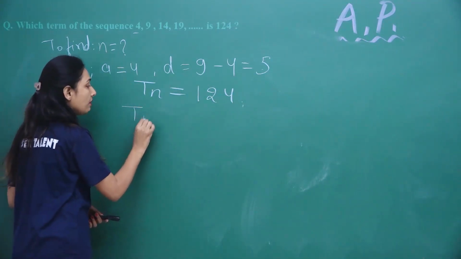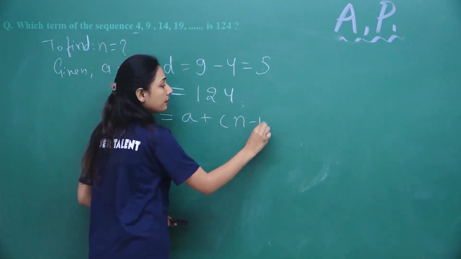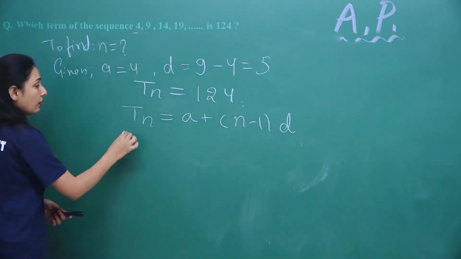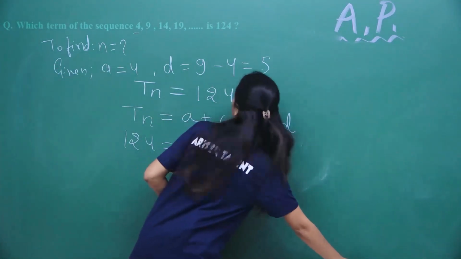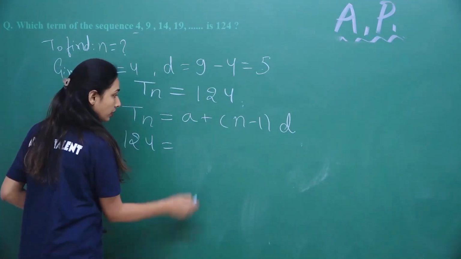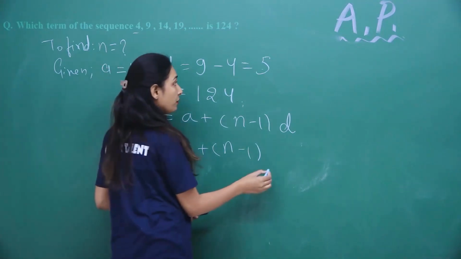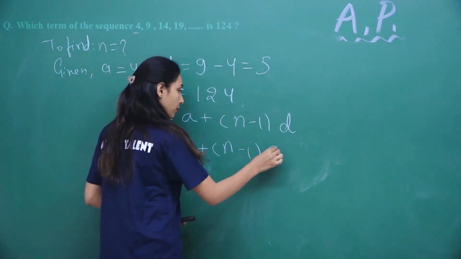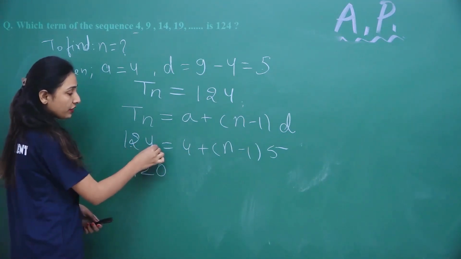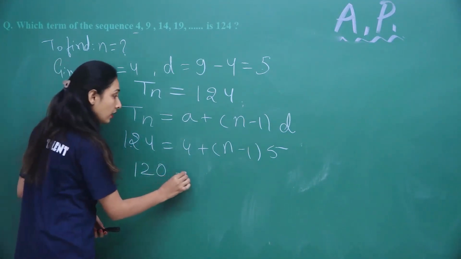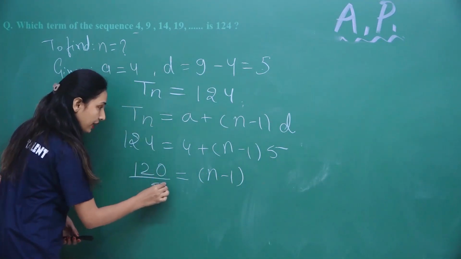What formula do we have? Simply Tn equals a plus (n minus 1) d. Now put the values. 124 will be equal to a, which equals 4, plus (n minus 1) multiplied by d, the common difference d, which is here 5. So that will be simply 124 minus 4, so 120 equals (n minus 1) times 5.